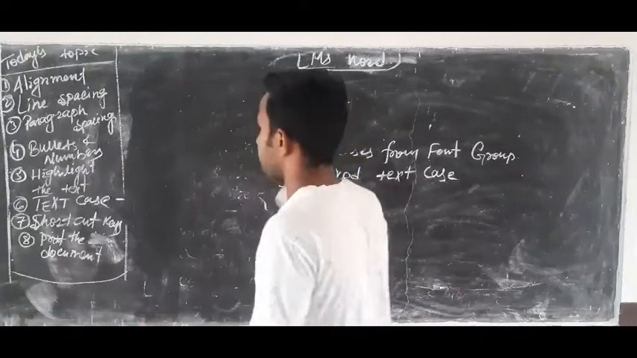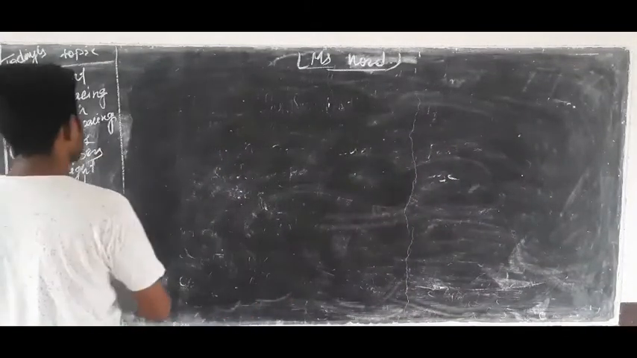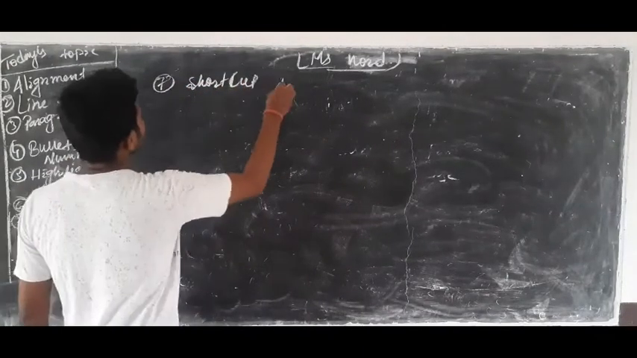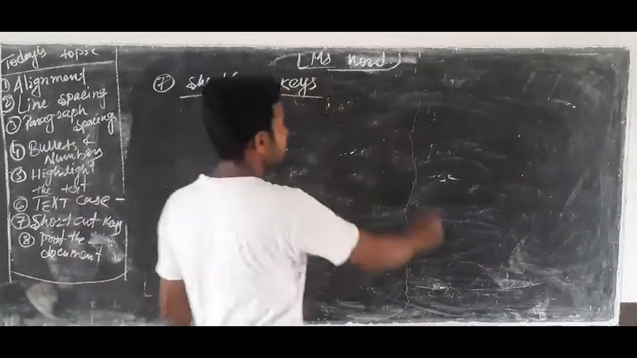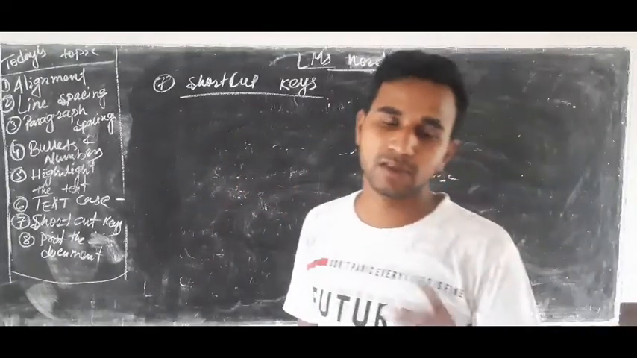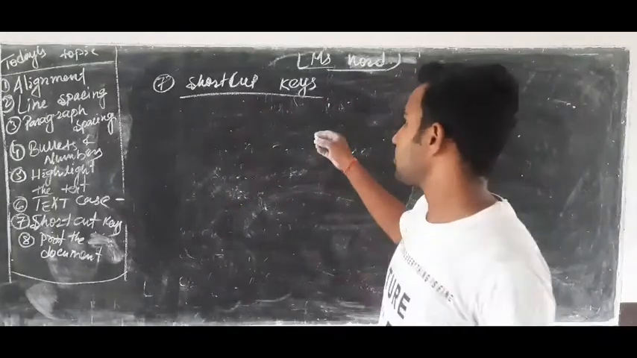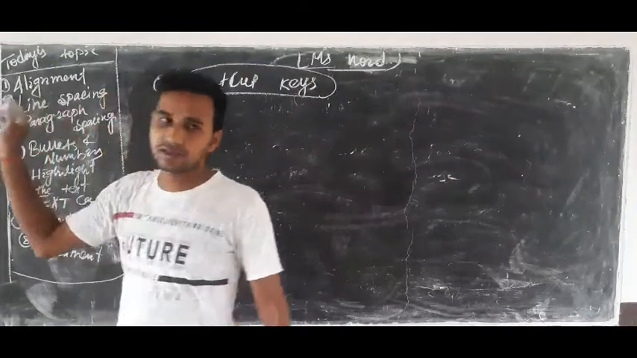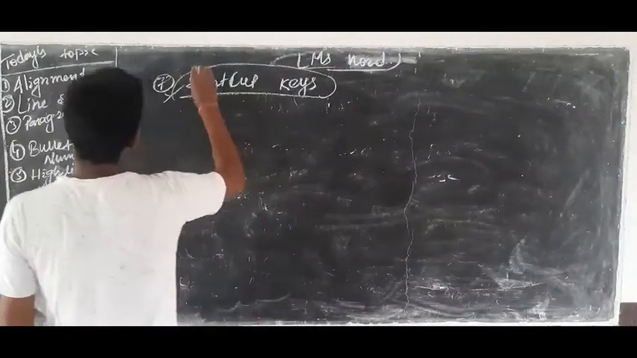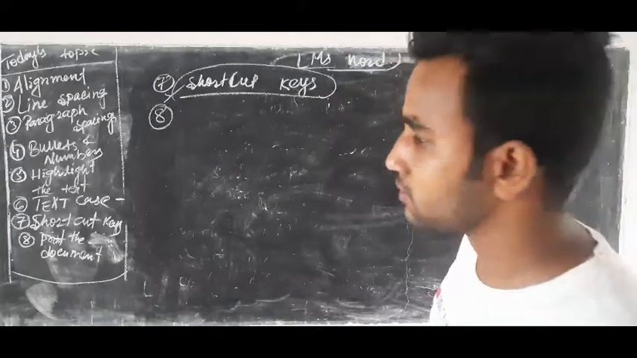Next thing is shortcut keys. We can use shortcut keys for saving time. Ctrl plus A, Ctrl plus B, Ctrl plus C, Ctrl plus D, Ctrl plus E up to Ctrl plus Z. Mostly we have to learn about these. What is the work of Ctrl plus A, and what is the work of Ctrl plus B? What is the work of Ctrl plus C? For this type of work we can use shortcut keys, so we save time and do the work quickly.